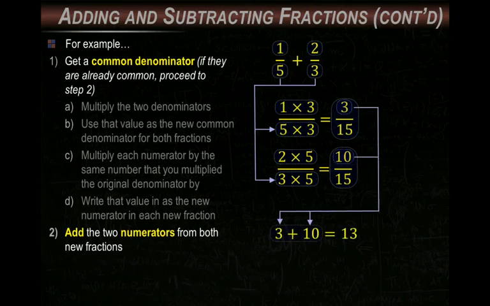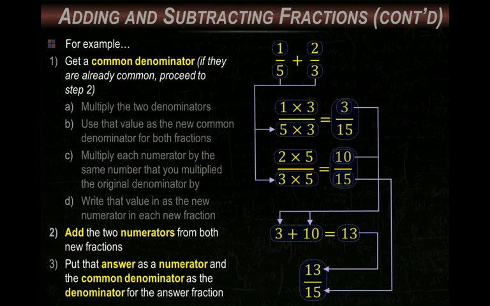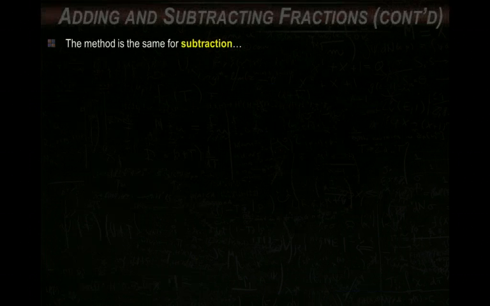Okay. Now that I have new fractions, I can just straight up add the two top numbers. I can add 3 plus 10 and that gives me 13. As far as the bottom number goes, I just use the common denominator. The common denominator of 15 becomes my answer, and I'm done. So 1/5 plus 2/3 equals 13 over 15. Okay? Using this simple method of coming up with an easy common denominator, an easiest common denominator. You could call it the ECD if you want. Okay? Let's try another one.